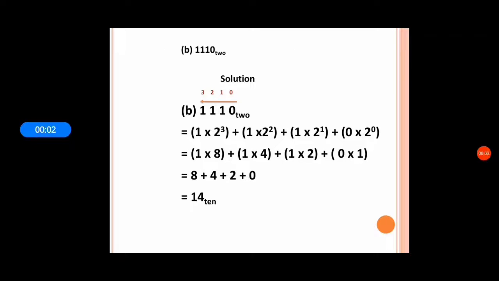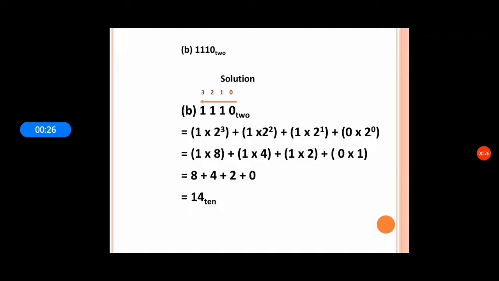Next example, second example, you have 1110 base 2. So we are also converting this to base 10. So you can also see that we have 4 numbers in base 2, which is 1110. Please note the direction of the arrow. So from the right to the left. So we have 0, 1, 2, 3.